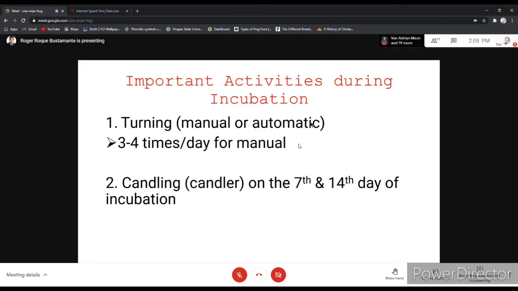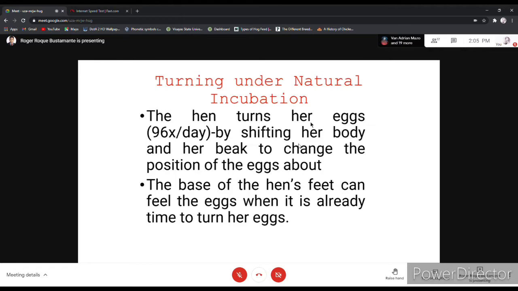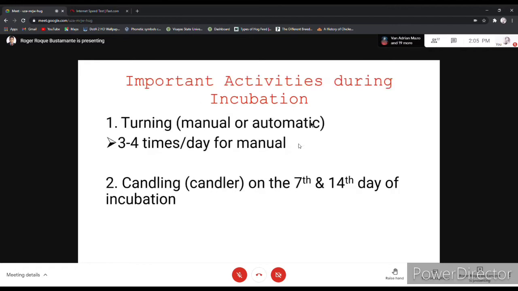So much for that. Now for my slide on candling. Candling is done on the 7th and 14th day of incubation for chicken, and you can still perform candling at the 21st day in ducks and turkeys, because their incubation period goes beyond 21 days.